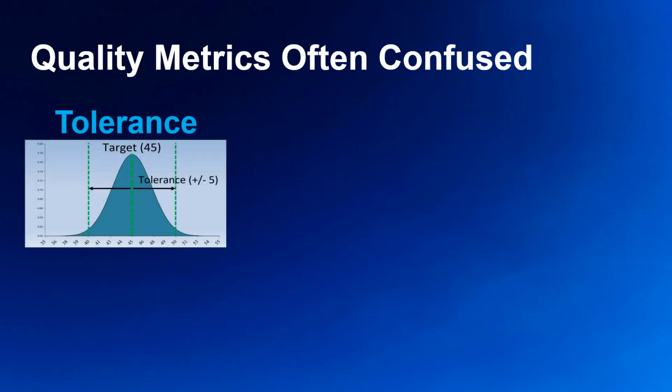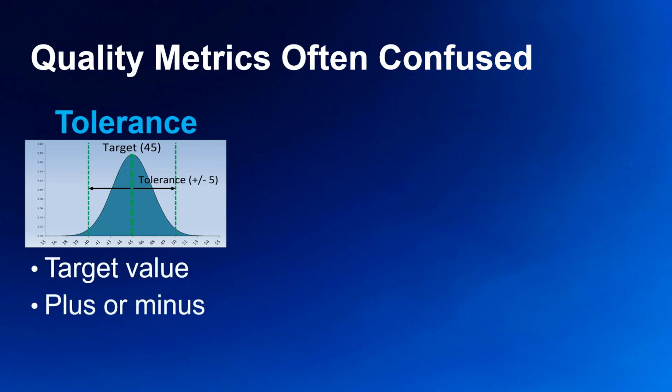First, tolerance. Tolerance is the specified range of acceptable results in a quality requirement. The specification is typically expressed with a target value and a tolerance value. For example, when the acceptable range is between 40 and 50, the tolerance specification is 45 plus or minus 5.